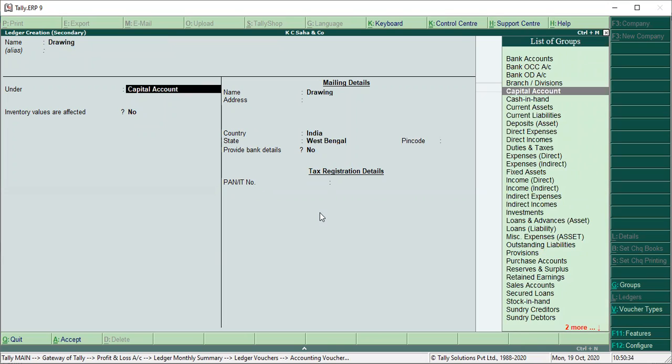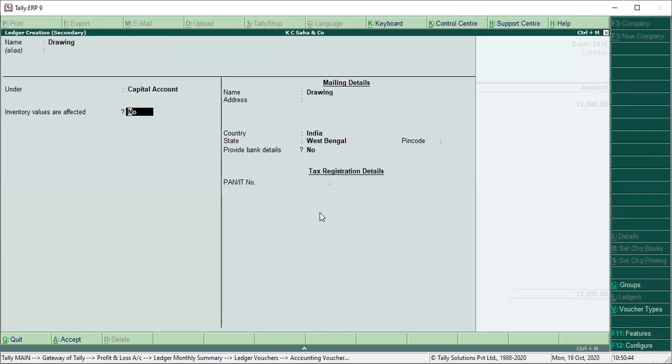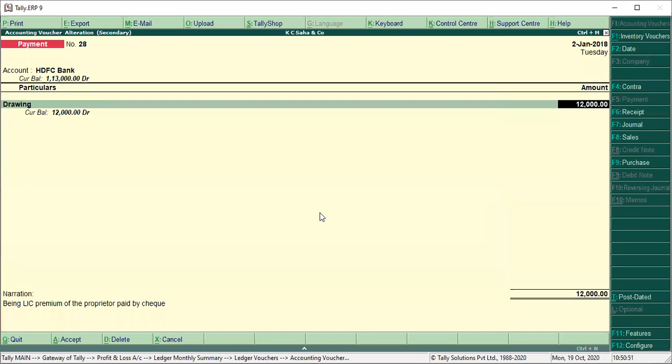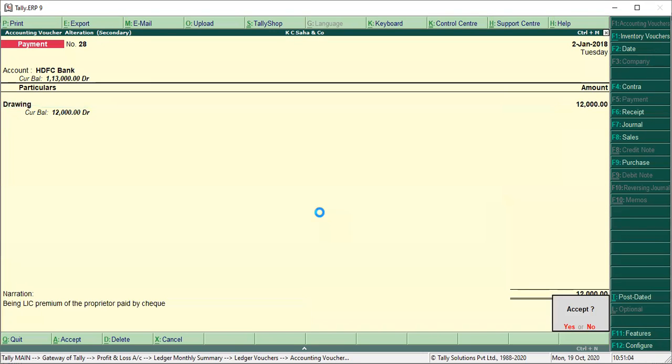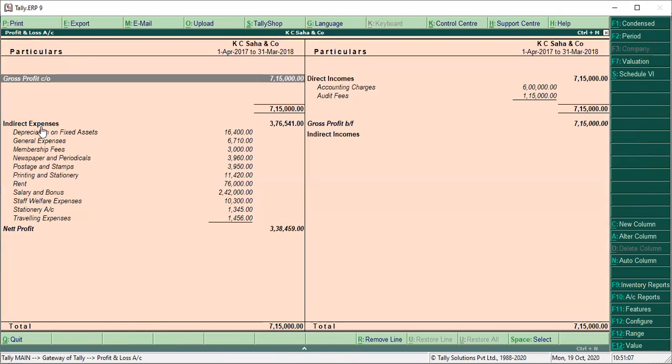So drawing कहाँ पे जाता है? Under which group? Drawing will go under the capital account only because it's a proprietor. Okay, just enter, enter, enter. So we have changed LIC to the drawing account, that is 12,000, because it's a personal expense of the proprietor. Everyone is clear? Yes. Okay, so changes is done. आप लोग यहाँ पे देख सकते हो LIC का नाम हट गया रहेगा यहाँ से, because it's not a LIC. Because you have created a ledger over here under the capital account, so it will show on the liability side as capital.